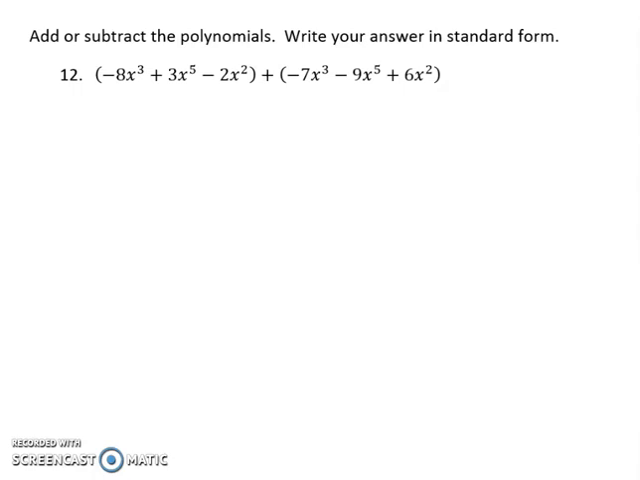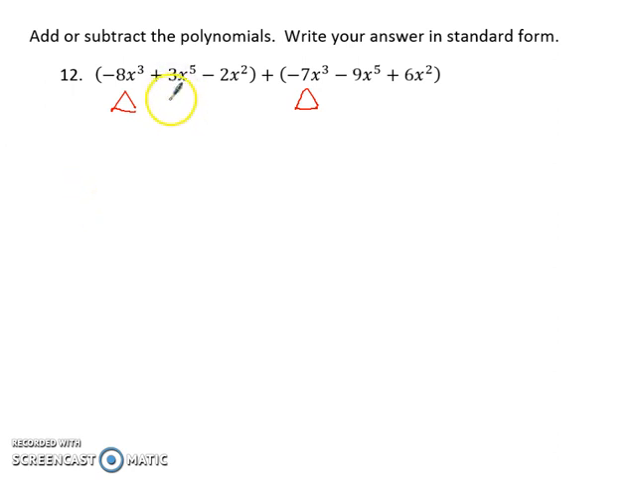Okay, so for our next set of problems here, we have to add or subtract the polynomials, which means that we need to identify like terms and add. So I see here that I have a negative 8x to the third power. I have a negative 7x to the third power over here. They're like terms because they both have an x to the third power.